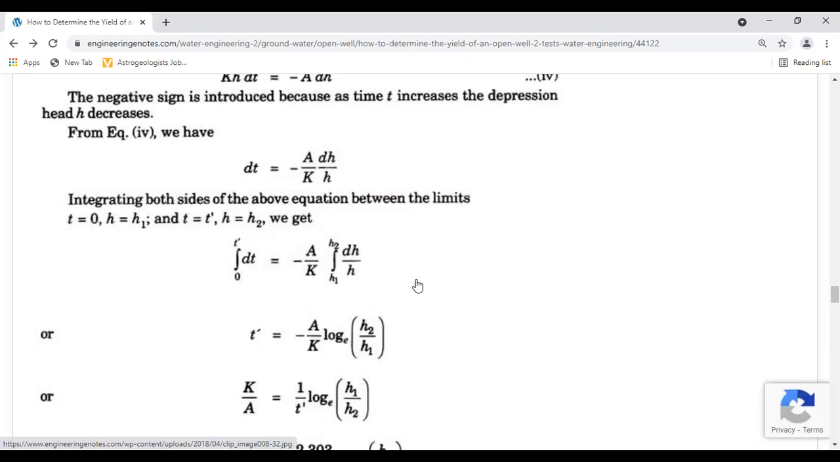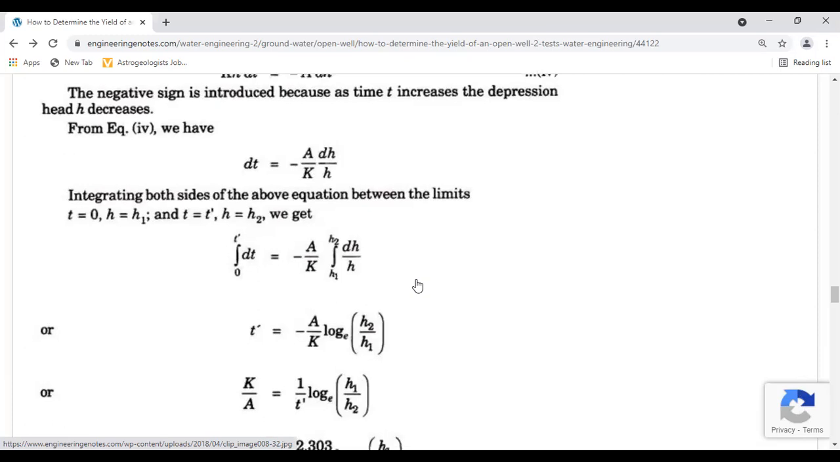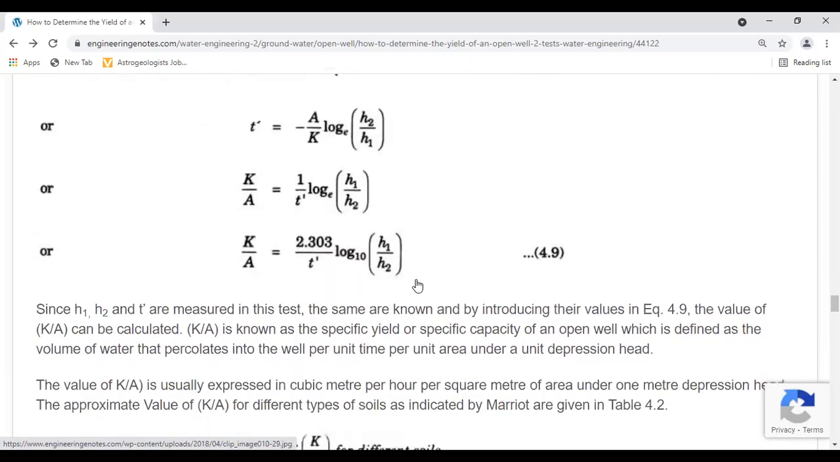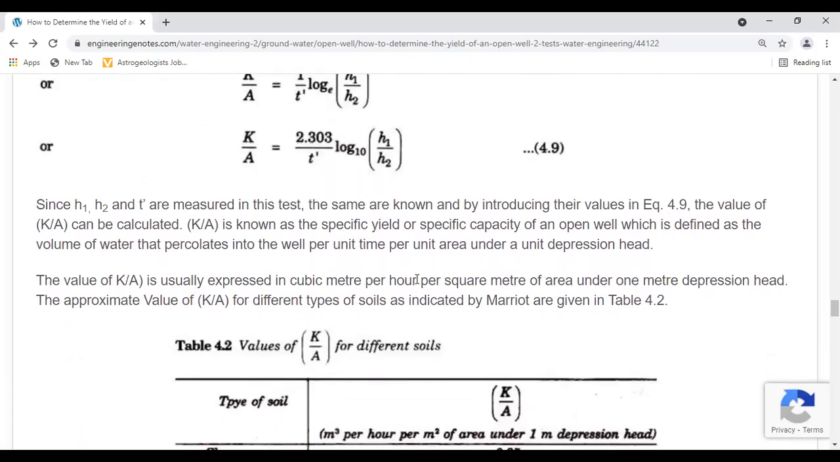Here K by A is equal to 1 by t naught log e of H1 by H2. K by A is equal to 2.303 by t naught log 10 of H1 by H2. Since H1, H2 and t are measured in this test, the same are known, and by introducing their values in equation 4.9, the value of K by A can be calculated.